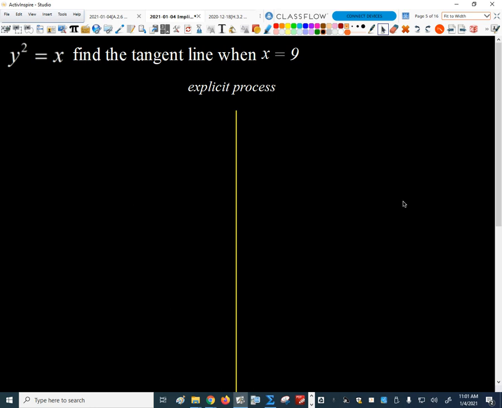Okay, well, let's go through this process first of all. So we already identified that we can use an explicit process here. We end up with the two equations. One of them was y equals the square root of x, and the other one was y equals negative the square root of x. Well, let's go through this process. If I differentiate both of these, this is just x to the 1/2, correct?